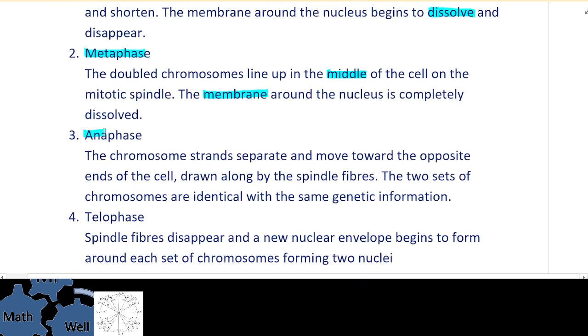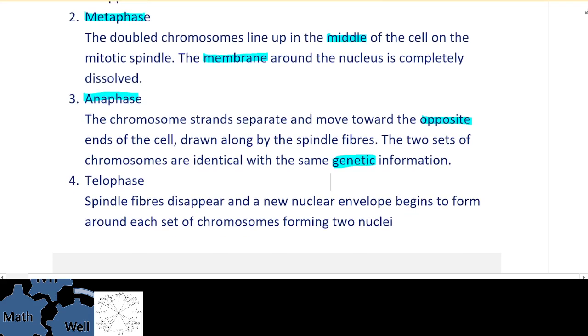Okay, third phase is called anaphase. Prophase, metaphase, anaphase. Here, the chromosome strands separate and move towards the opposite ends of the cell, drawn along by the spindle fibers. So it's like these chromosomes are pulled along to the edges of where the nucleus is. The 2 sets of chromosomes are identical with the exact same genetic information. You'll need to remember this order, and you'll need to remember this word.